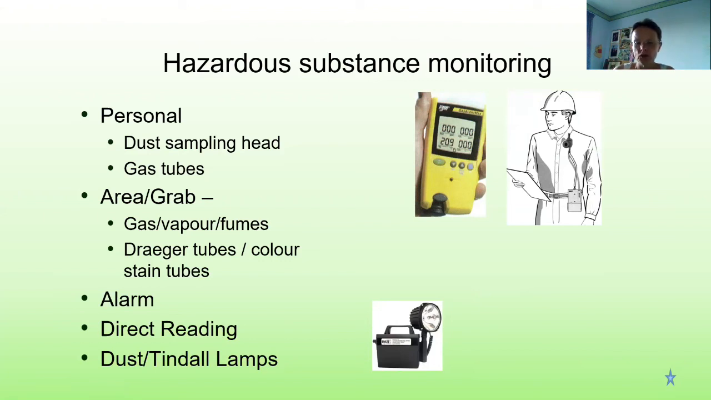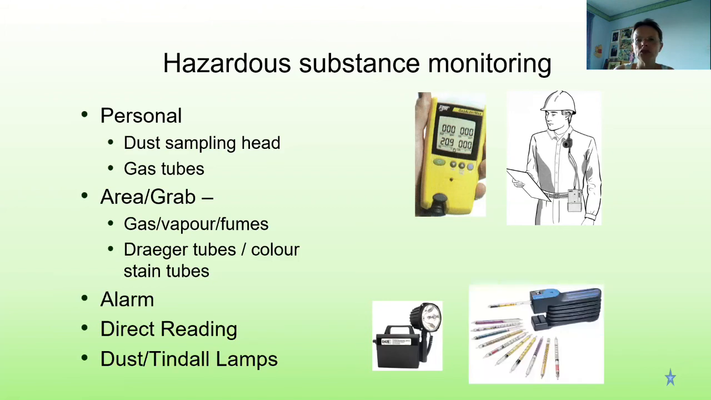We may use something called either a Draeger tube or a colour stain detector tube. As you can see, these are in the bottom right-hand corner. You break the ends off the tube, you put them in a pump, you pump about 10 times, and then they would change colour if they detect the hazardous substance. But you need to know what the substance is that you're testing for so that you get the right tube. Those grab samples and Draeger tubes are only for fumes, gases and vapours, not dust.